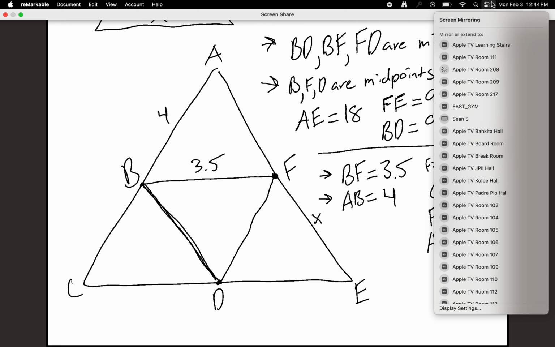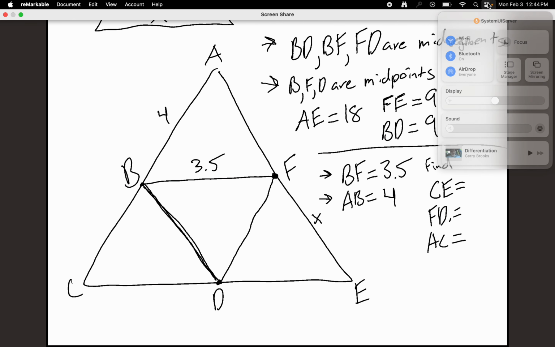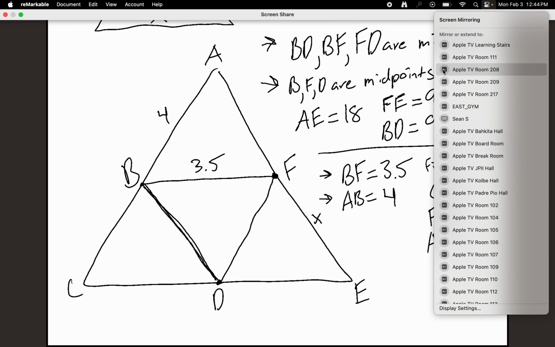All right, did you guys find the missing sides? Only found C.